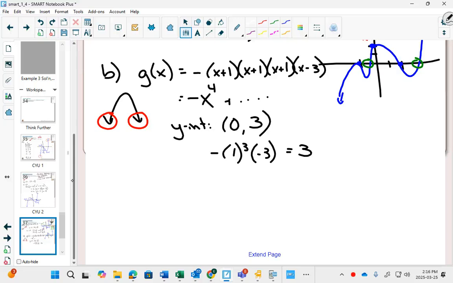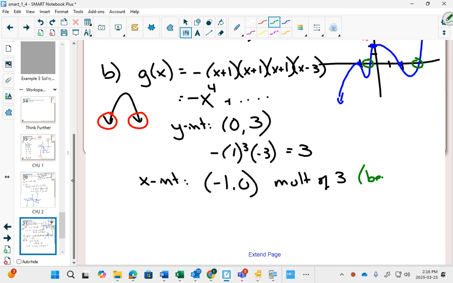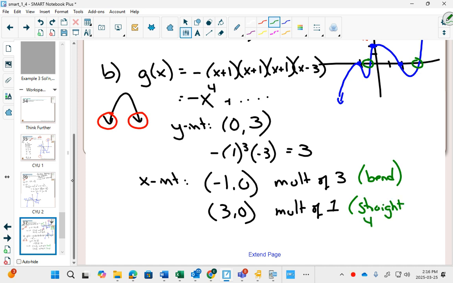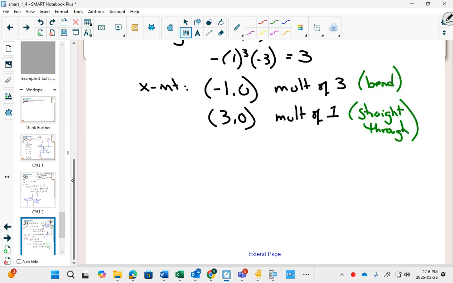Okay? X-intercepts, it was already factored, super nice of them. We get -1, 0. That one has a multiplicity of 3. And put in brackets, that's going to be a bend and a flattened out. And the other one is at 3, 0. That's going to have multiplicity of 1. That's going to go straight through.